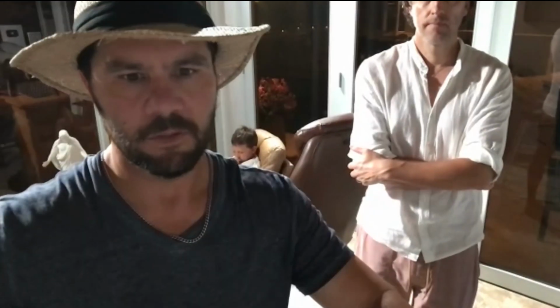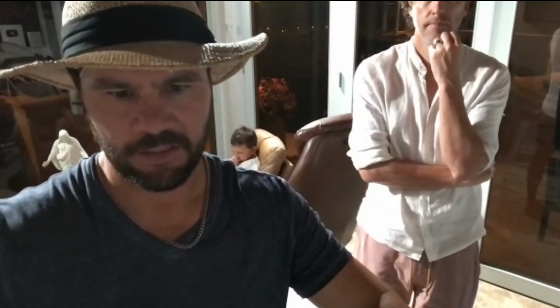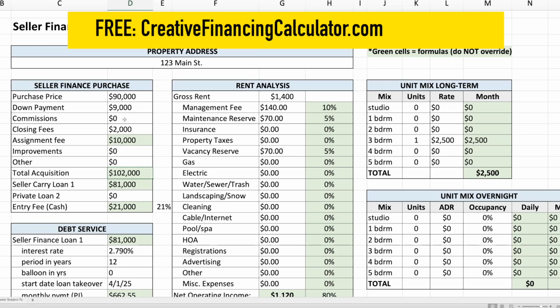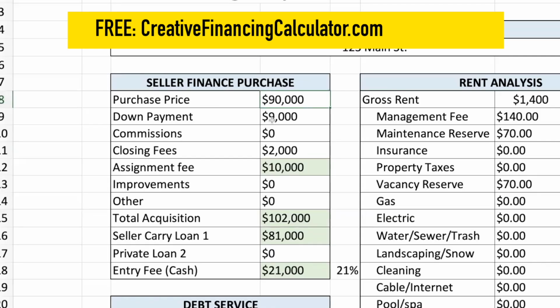So let me show you one that I did with Johnny. He's got an offer out right now for creative finance. And the agent said, I'll go present it to the seller. Okay, so follow the math with me. If you offer 90,000 and you put 9,000 down, the balance on the loan would be 81,000, right? So 90 minus 9 is 81.